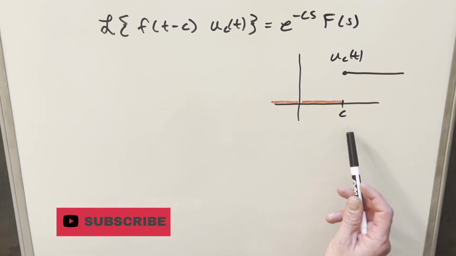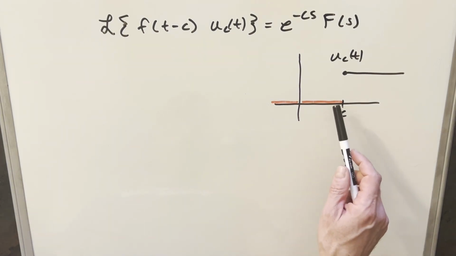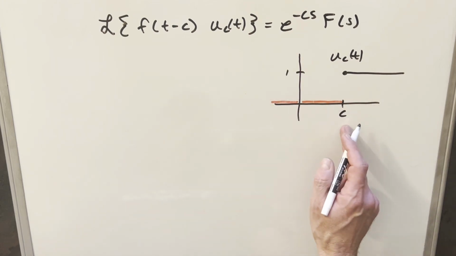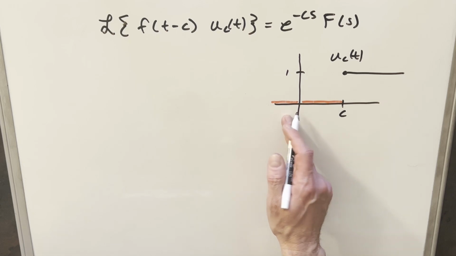And just as a quick review, we have our graph of the unit step function, or the Heaviside function, over here to the right. It's a function that takes on the value of 1 at some point c, and then everything to the left, everything less than c, it takes on the value of 0.